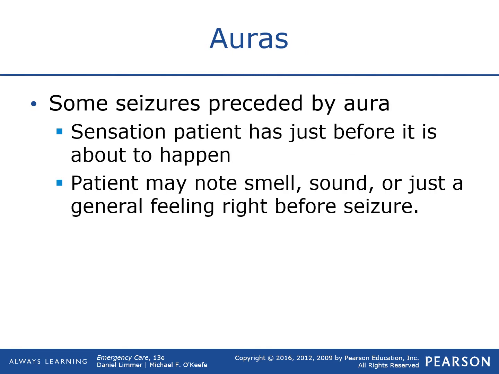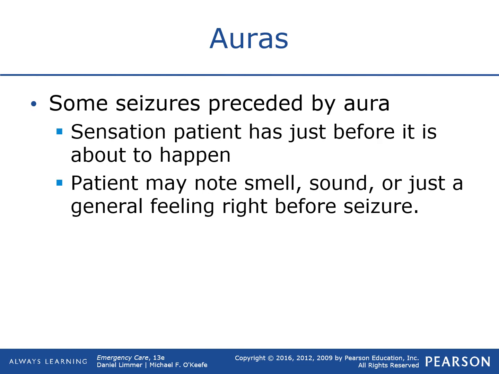So a term you might hear thrown around is an aura. An aura is a feeling that the patient has just before a seizure will happen. Usually an aura is the same for a lot of patients. Well, they'll have the same aura every seizure they have. An aura between patients could be very different.